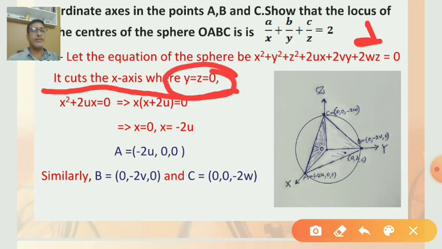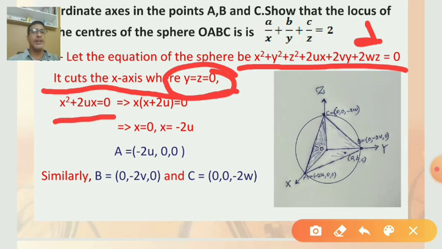If you substitute the values of y equal to 0 and z equal to 0 in the general equation of the sphere, then you will get x square plus 2ux is equal to 0. By taking x common, you get x into (x plus 2u) is equal to 0. From this, you get x is equal to 0 or x is equal to minus 2u. Whenever x is equal to 0, the point is (0, 0, 0), which is the origin.